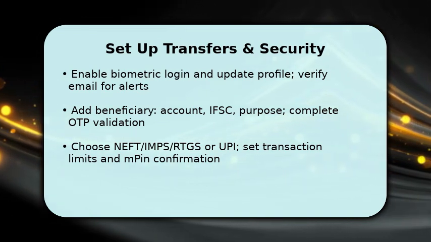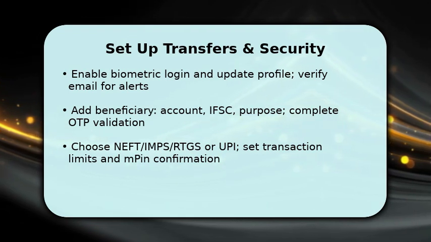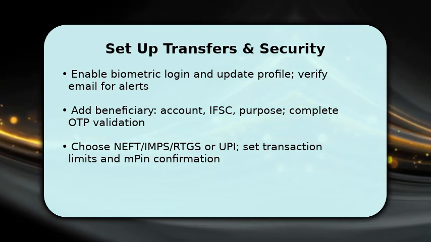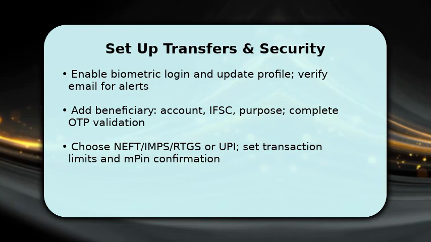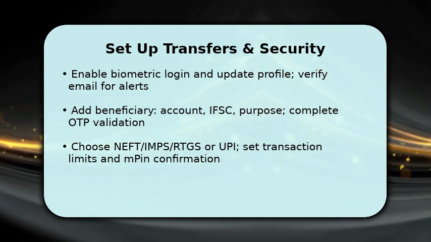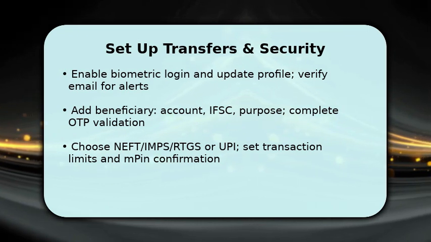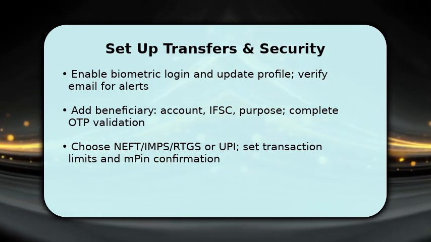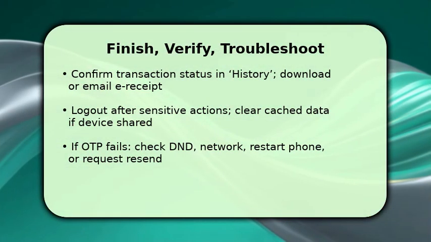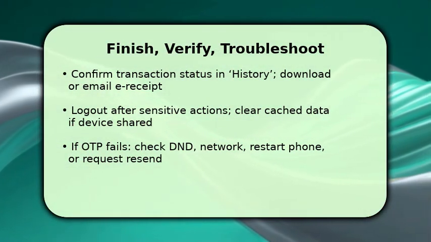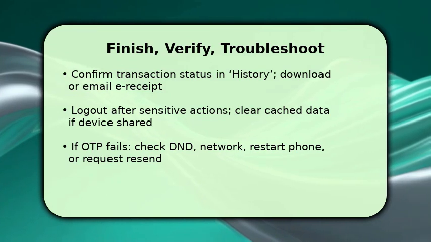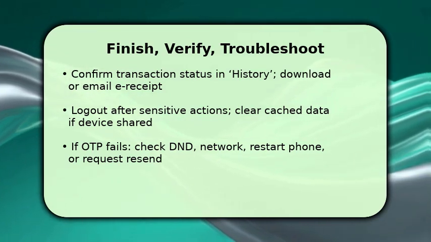After the beneficiary is approved, pick NEFT, IMPS, RTGS, or UPI depending on speed and fees, enter the amount, and authorize the payment using your MPIN. This is how you both confirm identity and finalize the transfer. Complete the process by checking transaction history to confirm a successful transfer and download or email the e-receipt for records.